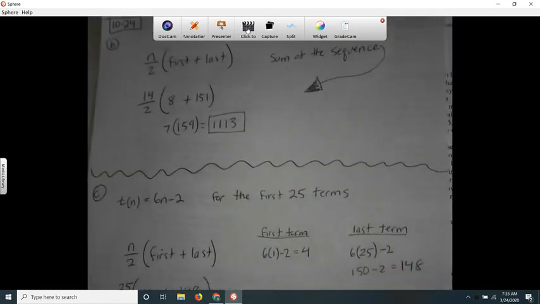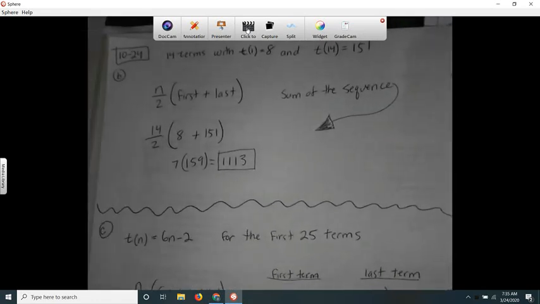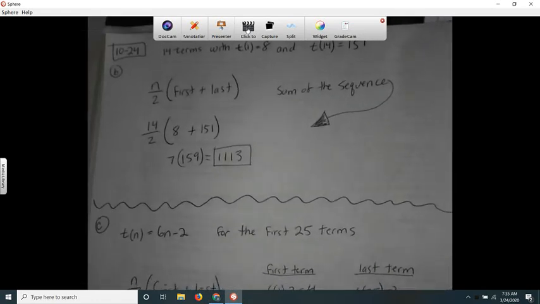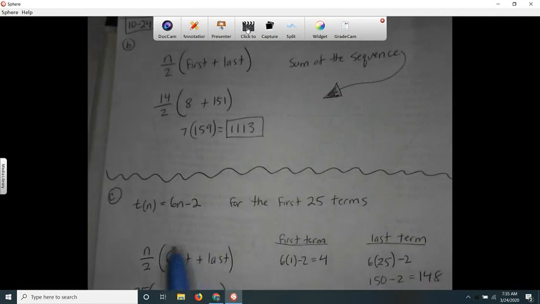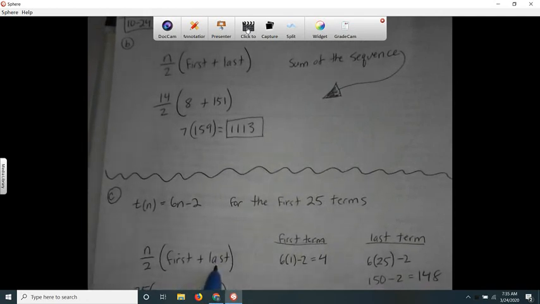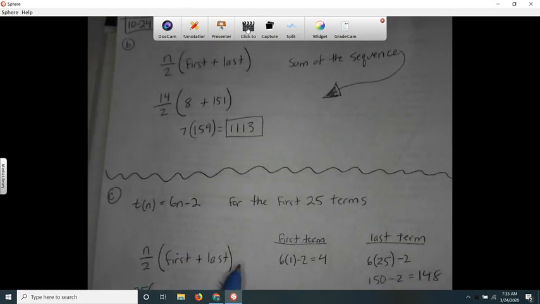Then they try to trick you a little bit. They have t of n equals 6n minus 2. That's how you can figure out the terms, because we know they're linear because they're arithmetic. I want to sum up the first 25 terms. Here's my formula. I need the first term plus the last term times however many pairs there are. How do I get my first term? I can plug in a 1 right here, and I found my first term was 4.